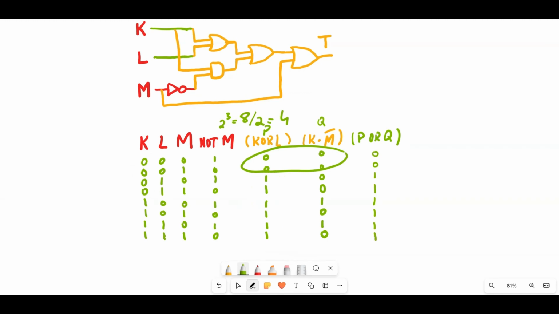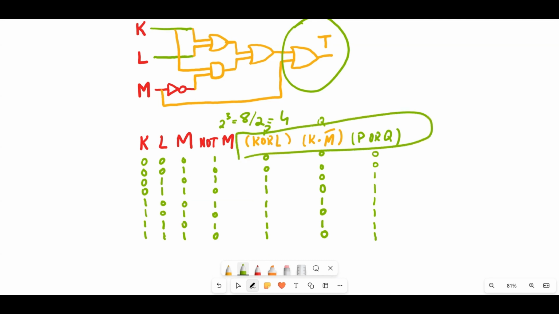Okay. Then we need to OR it up with the M. The previous result, this whole previous one, is a single input to the last OR gate, labeled as T.